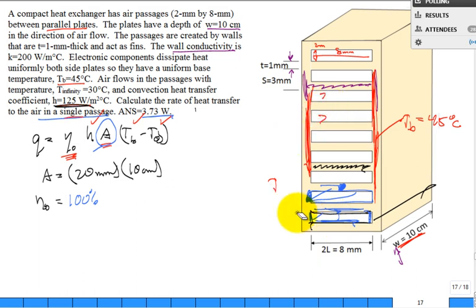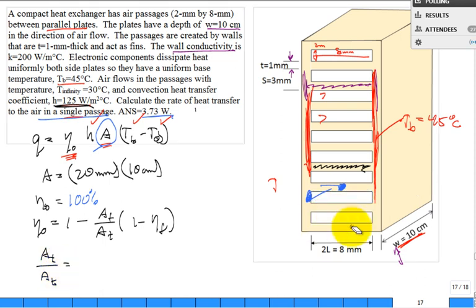Okay, now to get a good estimate of eta naught, I have to use my equation. So eta naught is going to be 1 minus the area of the fin divided by the area total times 1 minus the efficiency of the fin. So let's worry about the area of the fin divided by area total. You could go back and think, this really is a fin and a fin, and this is a base and a base, just looking at our passageway.